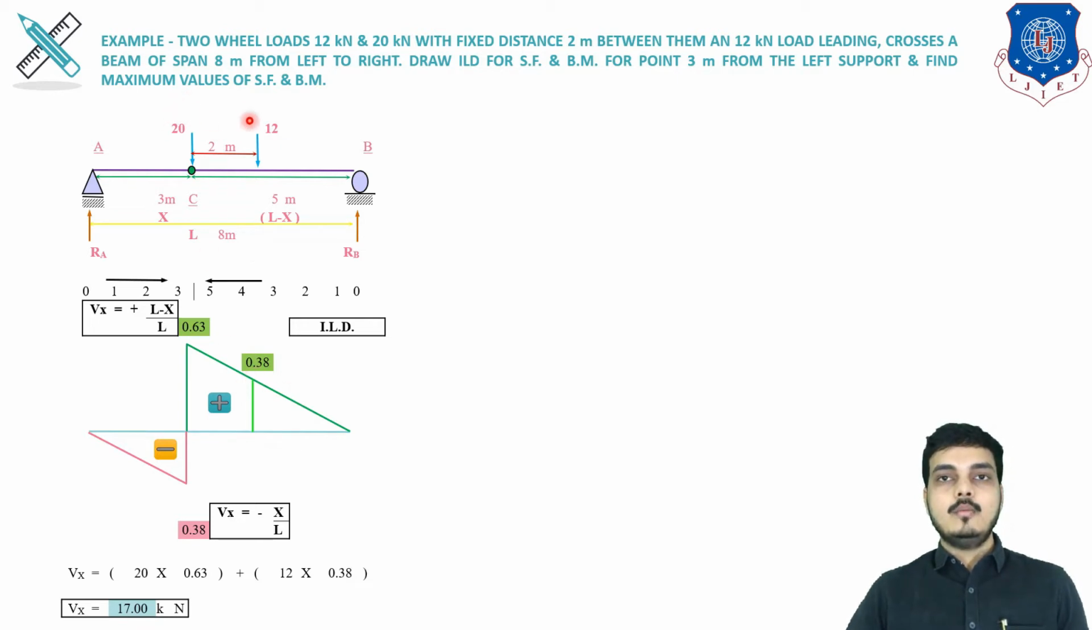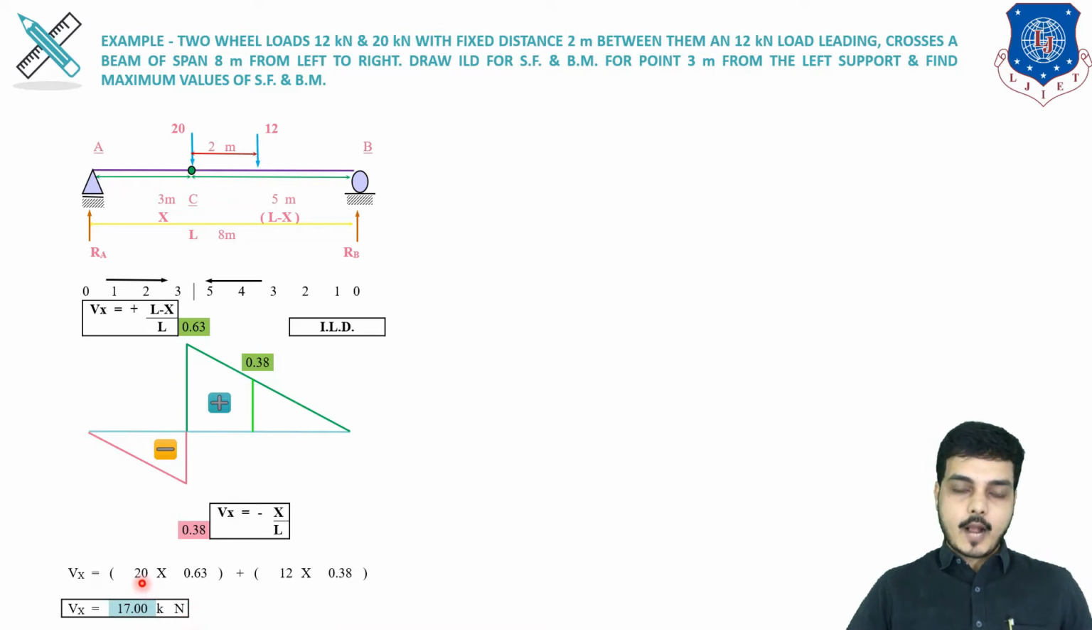Now I have to multiply this load with the respective ordinate. So what I did, Vx is nothing but 20 multiplied by 0.63 plus 12 multiplied by 0.38. So I will be getting Vx as 70.